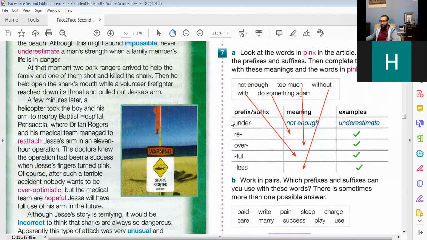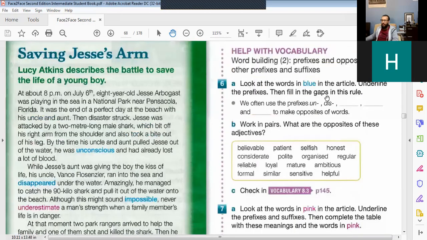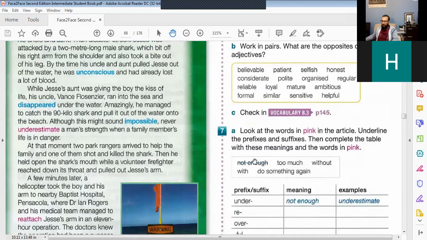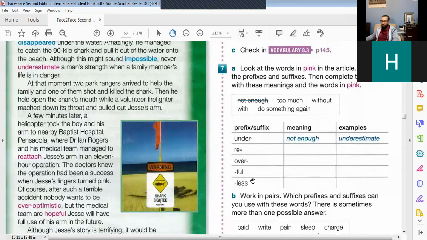All right, so this exercise focused mainly on the meaning of the suffix or the meaning of the prefix. So you have different meanings. Because in number six, we didn't talk about meanings at all, just opposites. The prefixes we used here, dis, un, in, im, ir, these are just for opposites. But here in this group, there are a few different meanings.